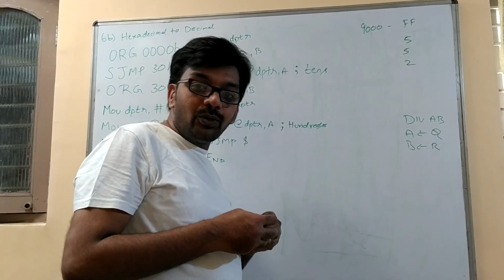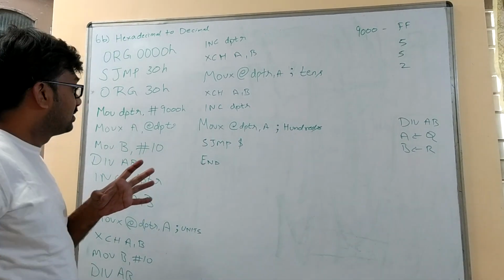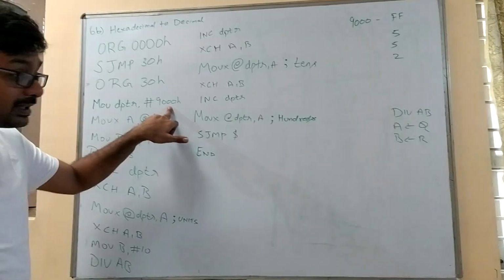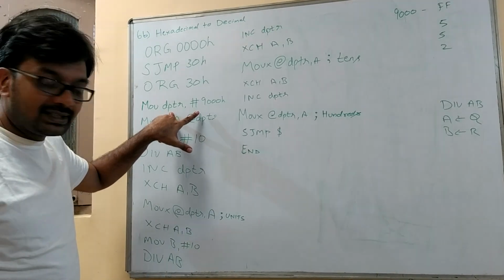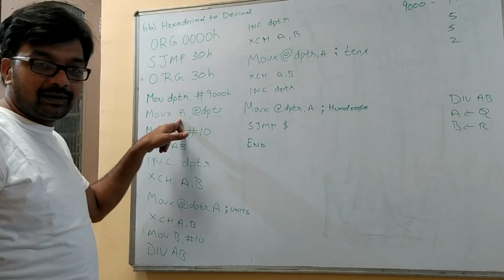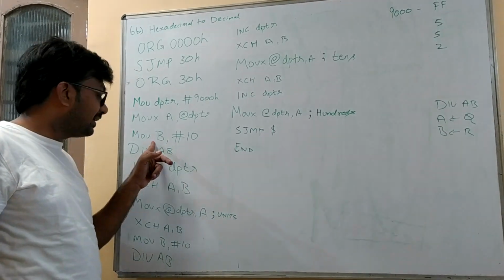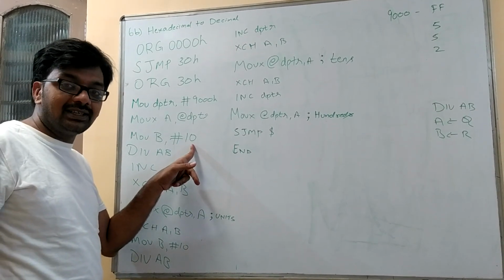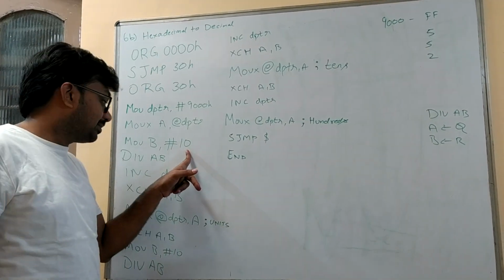So, let us see how we convert a hexadecimal number to a decimal number. We are going to store the hexadecimal number in memory location 9000. So, we point DPTR at 9000. Whatever is the content of memory location 9000, move it to the accumulator. Store the decimal value 10 in the B register. Please note, I have not put H here. If I had put #10H, it would have been a hexadecimal number. As it is only 10, it is a decimal number.